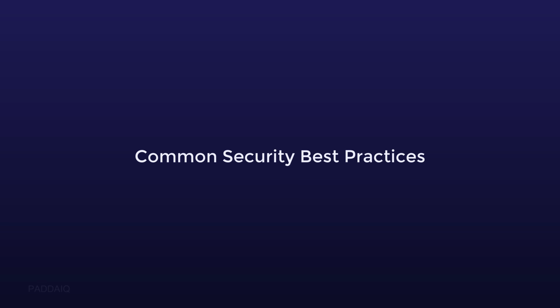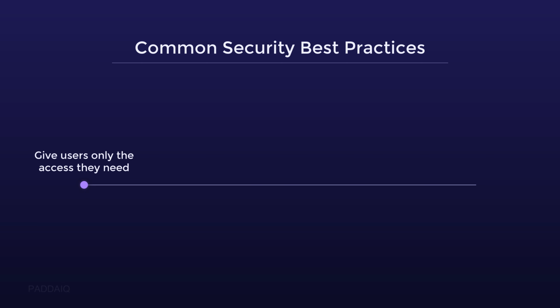Implementing common security best practices. Give users only the access they need. This means assigning permissions strictly based on job roles, not granting broad system rights. For example, a developer should not have access to production financial data, only their development environment. Following this principle minimizes risk and protects your critical business information.